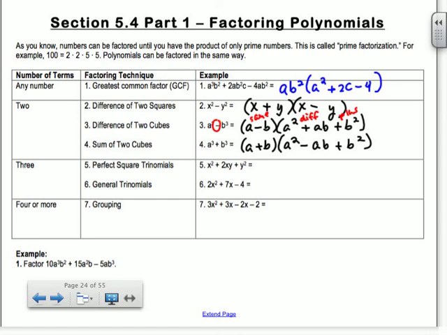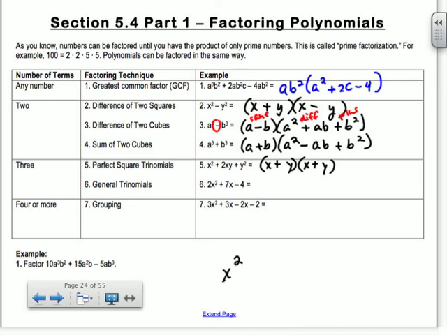Okay, the next one is called a perfect square trinomial, because when you factor it, you need that x and the x to make the x squared. And you need the y and the y to make the y squared. And then you're going to have plus for both of them. So you can check by foiling.